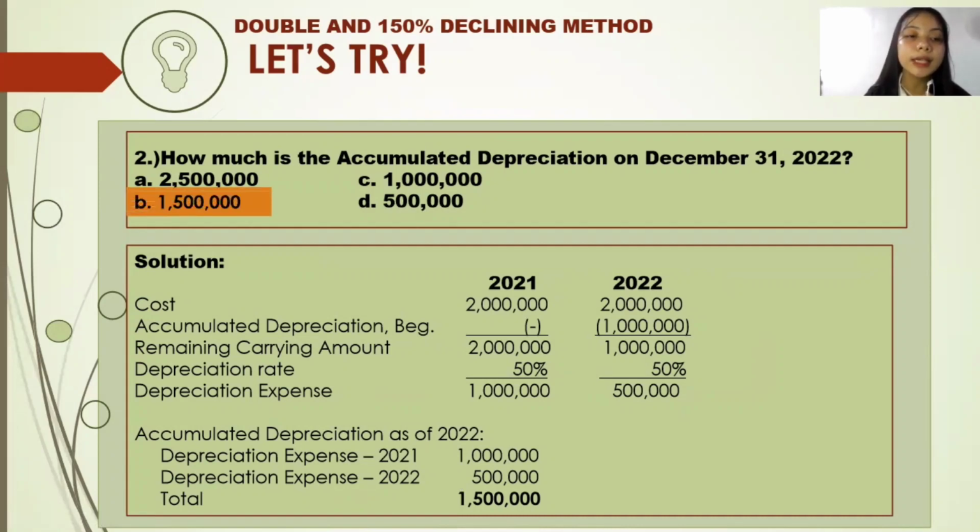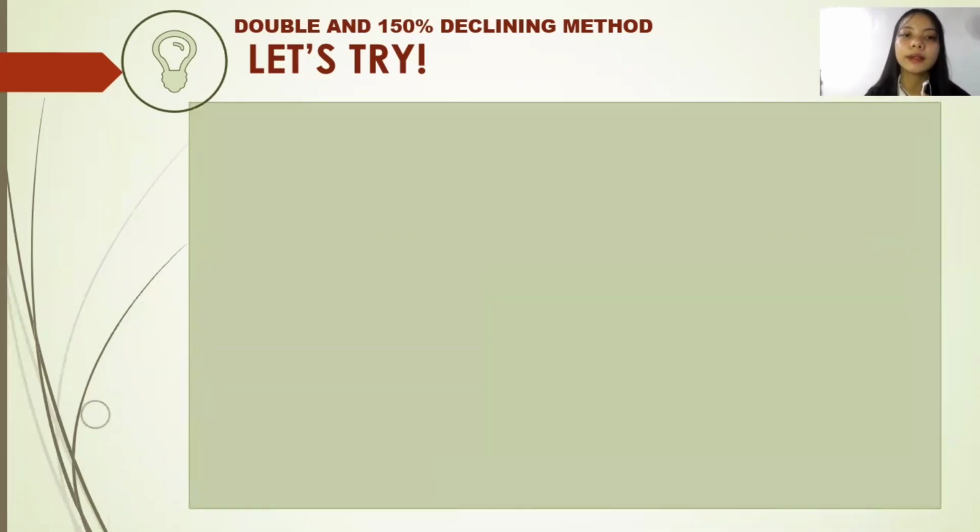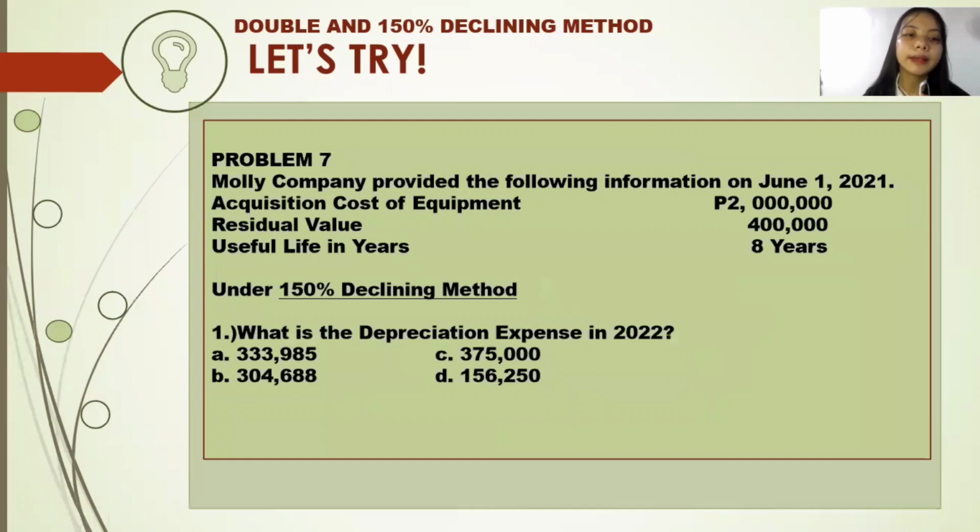1,500,000. So, our answer is letter B. Next problem.